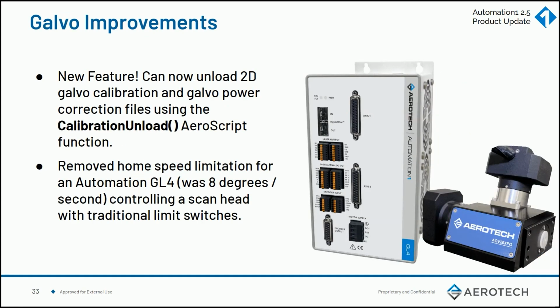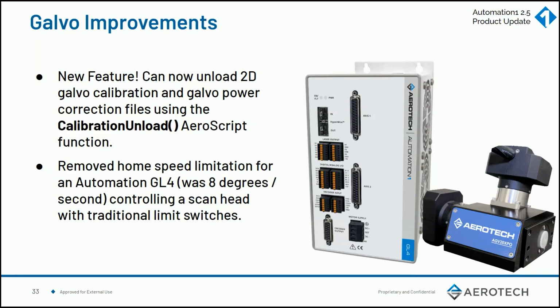On the Galvo laser scan heads, we have more improvements. We have a new feature that you can now unload two-dimensional Galvo calibration and Galvo power correction files using the calibration unload AeroScript function. This goes along the lines of being able to change calibration without resetting your controller and having to rehome your Galvo axes. So that's another powerful feature for these users, especially because oftentimes Galvo users are working at different fields of view that have different power calibration and correction factors that they want to calibrate for different depths of field of view. And they might not want to reset their controller and take that time hit to their process.